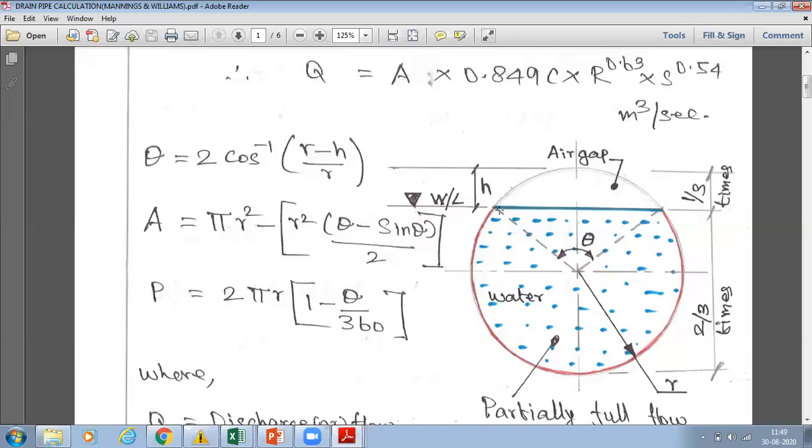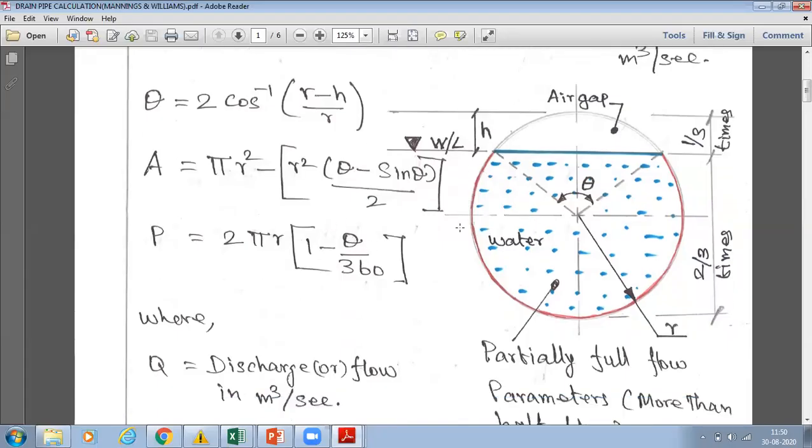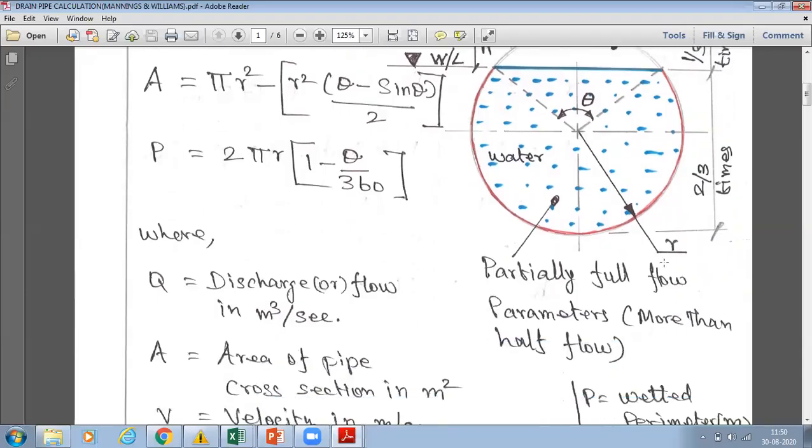For the vector perimeter, the red colored line is there. This is the vector perimeter. For the vector perimeter, P equal to 2 pi r into (1 minus theta by 360). This theta is normal degree only. You have to put theta in degrees divided by 360, then you will get the vector perimeter. With this only we will get the data for the flow rate calculation.